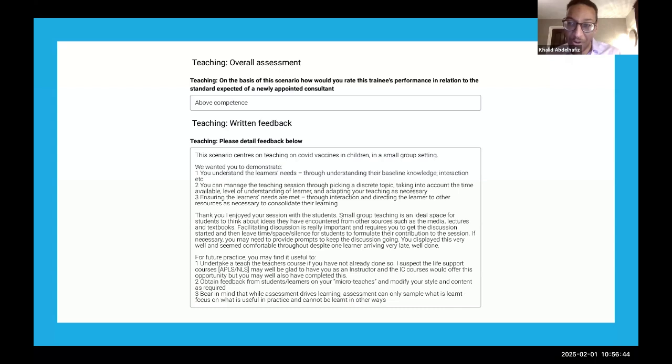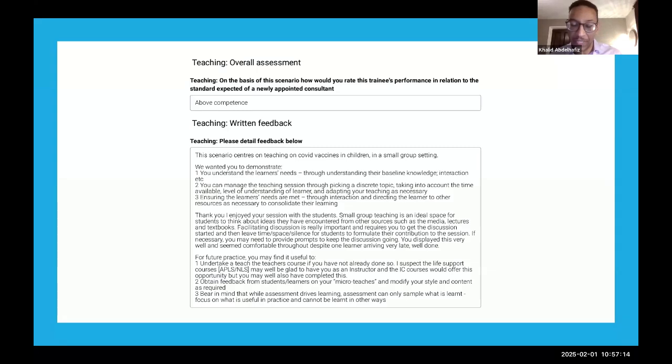So it's not only about telling them what you want to tell and leave to your ward round or your other business, but basically making sure that they have retained the information that you've just told them. And that's through interaction and directing the learner to other resources, as Faiza correctly did.